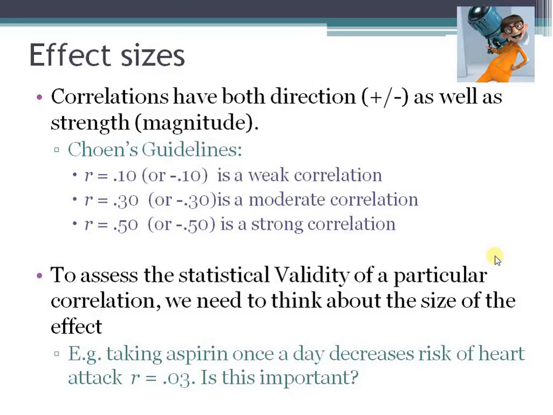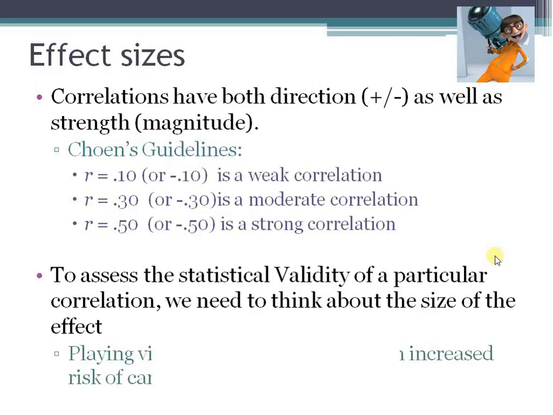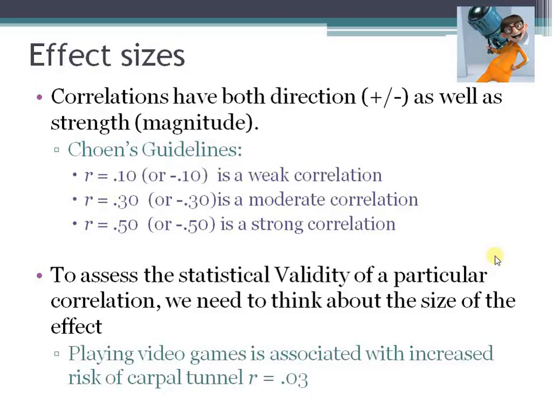If we look at Cohen's guidelines, we would say, well, no, that's a really weak correlation. But given the subject matter, we're talking about decreasing the risk of heart attack, we might consider this 0.03 an important correlation. In contrast, if playing video games is associated with a risk of carpal tunnel syndrome, 0.03, in this case, we're not talking about life or death. We might not think that this correlation of 0.03 is as important. So even though they're both considered weak correlations, we have to consider the context as well.